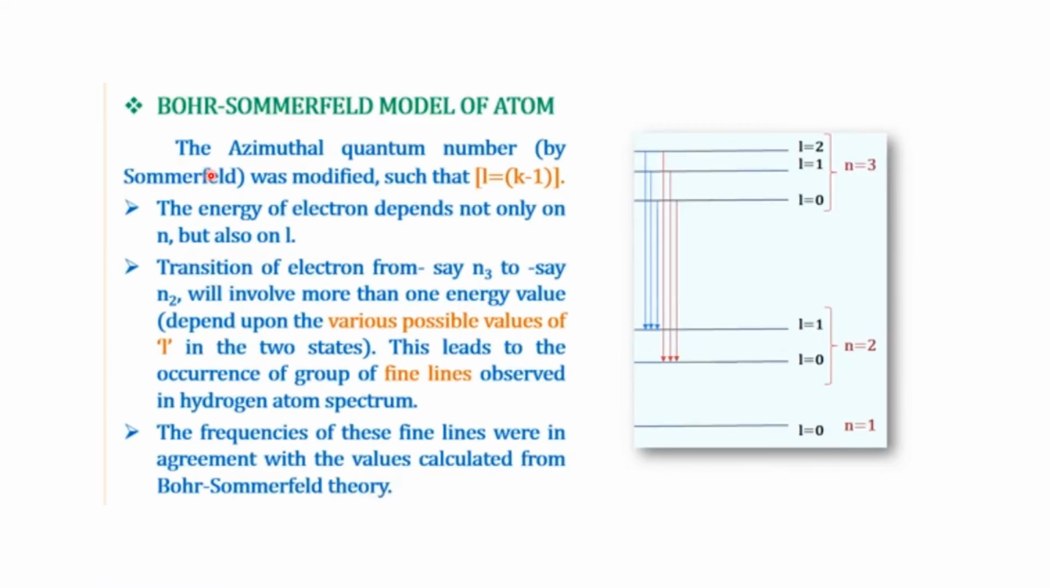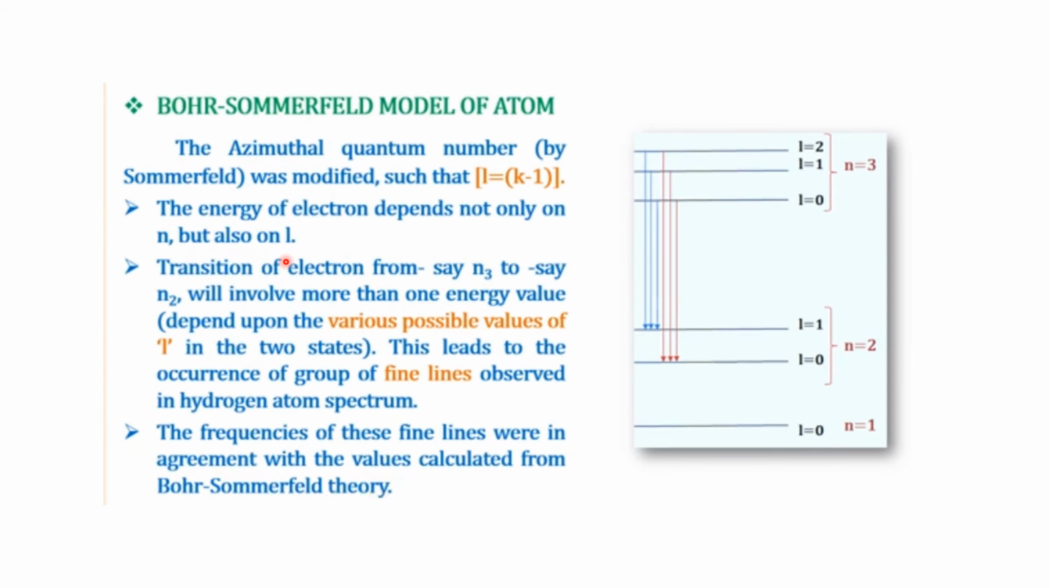So here it was explained to you that L values are from 0 to n minus 1. But how we have got them can be explained clearly with the structure of this figure. The azimuthal quantum number was modified to L, which is k minus 1. In the beginning, when the Sommerfeld model was proposed, the k values were considered to be from 0 to k. But later on it was corrected to L, the azimuthal quantum number, with values from 0 to k minus 1.